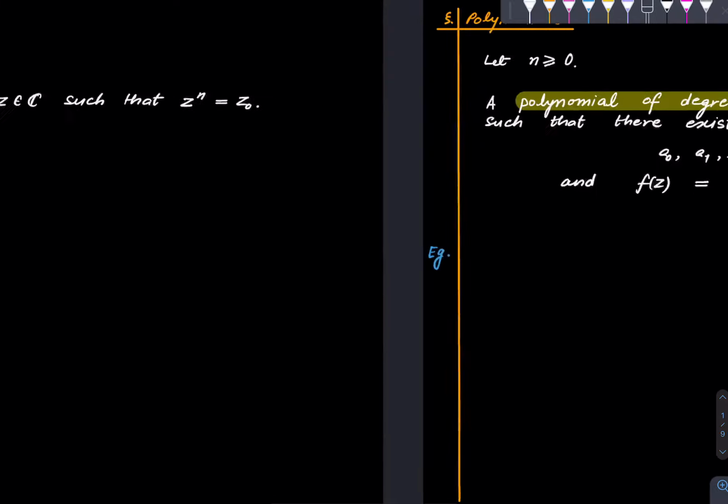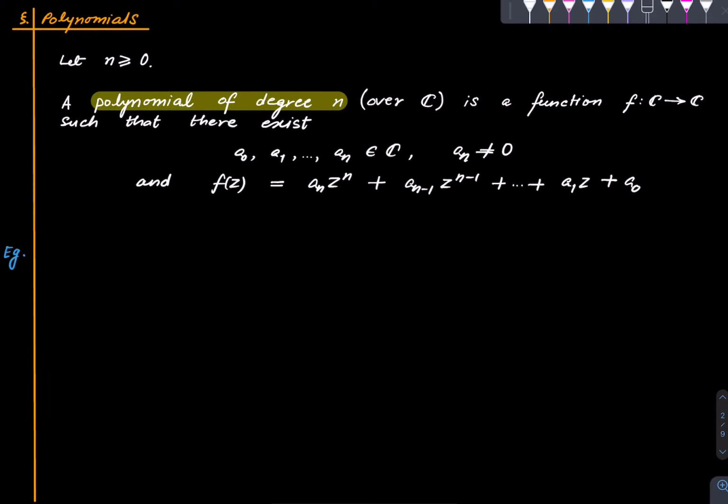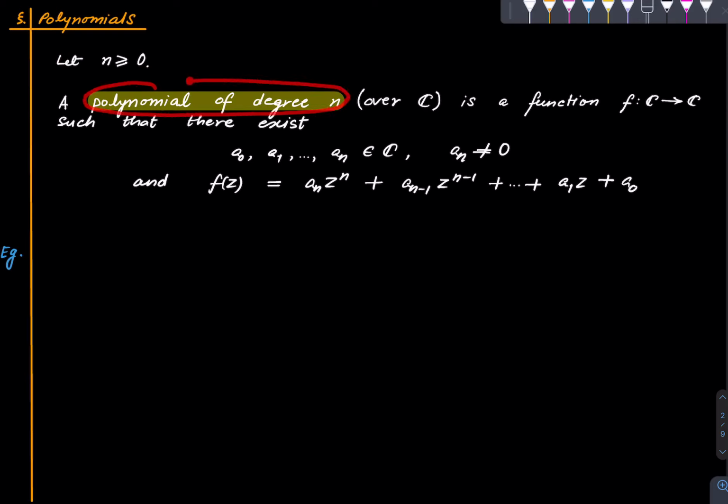All right. So we need the notion of a polynomial. Fix a non-negative integer n. A polynomial of degree n over the field of complex numbers is a function from C to C. This notation just means that it is a function which consumes a complex number and produces a complex number. Not to say that it produces all complex numbers as its output. That is not what is being said here. It's just that it takes any complex number as an input and produces a complex number as an output.